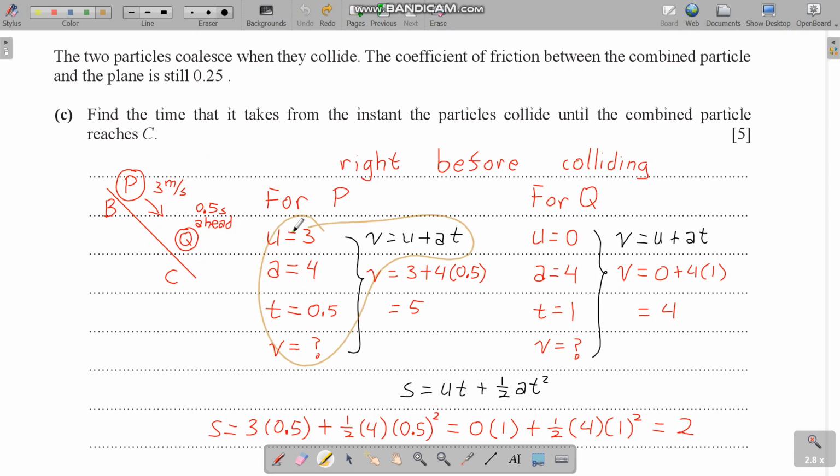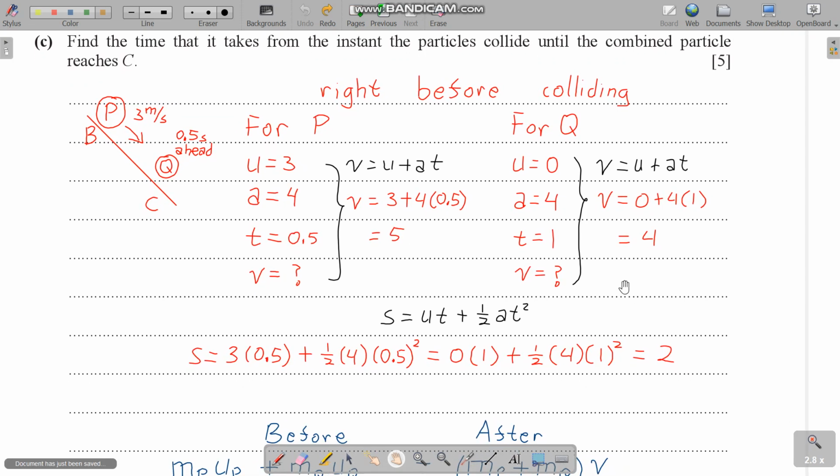From here we can use v equals u plus at. We can find the velocity of P right before hitting Q. For Q, the initial velocity at release is 0, the acceleration during the rough slope is 4, and the time is 1 second before it was hit by P, and we use this to find the velocity of Q just before it got hit by P. Of course P is faster because it can catch up and hit Q. That's how we find the velocities before colliding.